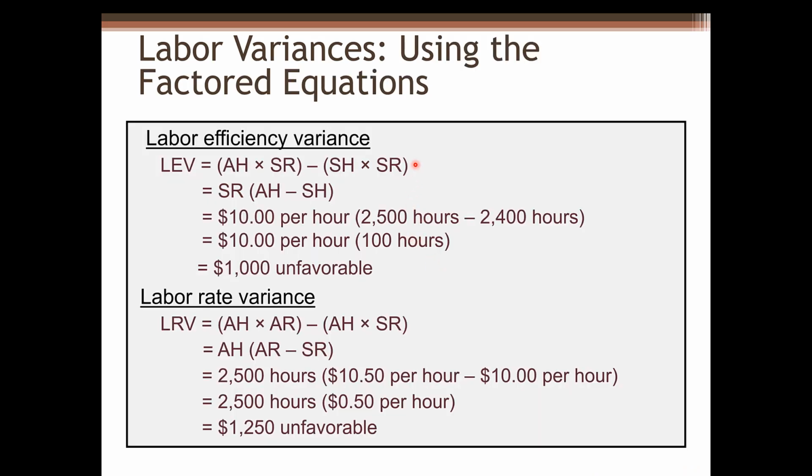We can also calculate the labor variances following equations. To calculate the labor efficiency variance, we use actual hours times the standard rate minus the standard hours times standard rate. And we can calculate it using numbers here. We will get $1,000 unfavorable. To calculate the labor rate variance, we use actual hours multiplied by actual rate minus actual hours multiplied by standard rate. And then we can get $1,250 unfavorable.